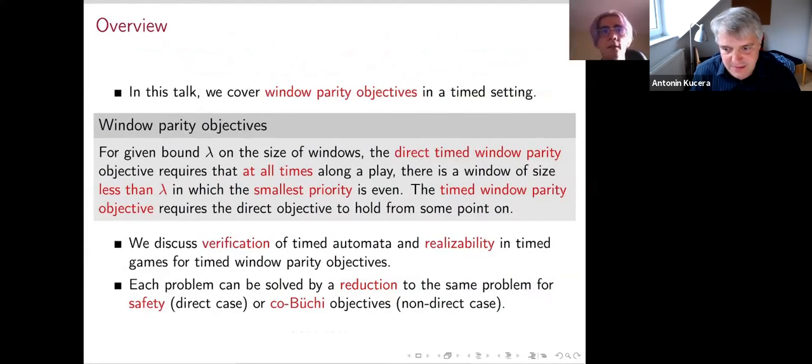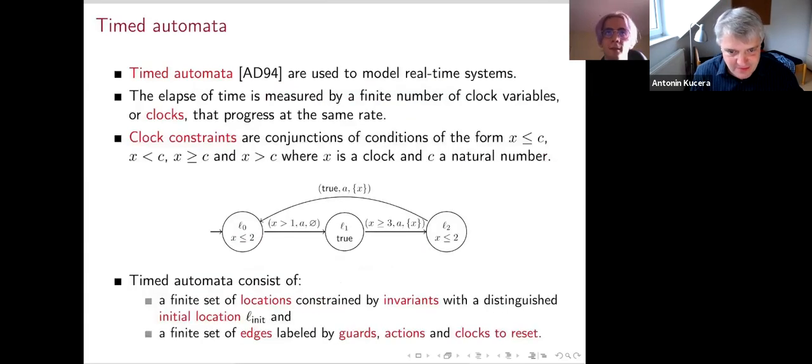The timed window parity objective requires a direct objective to hold from some point on and is a prefix-independent variant of the direct objective. We will discuss both verification of timed automata and realizability in timed games for timed window parity objectives. Each of these problems can be solved by a reduction to the same problem for safety objectives in the direct case and Büchi objectives in the non-direct case. I'll open this talk by presenting the models we have used, starting with timed automata.